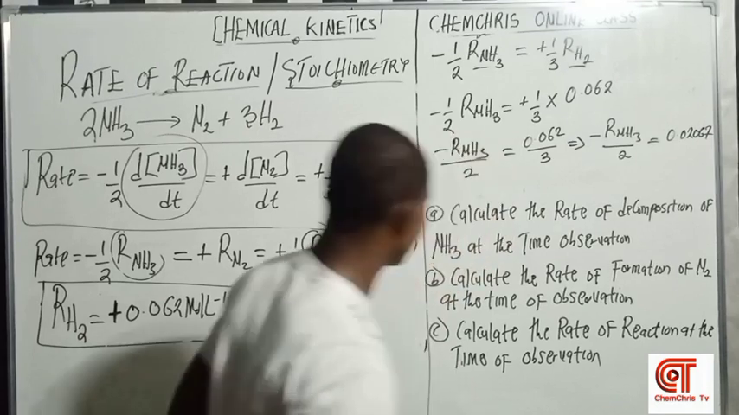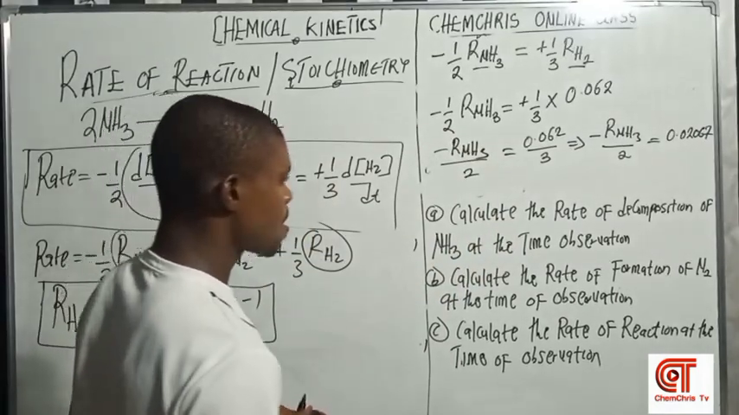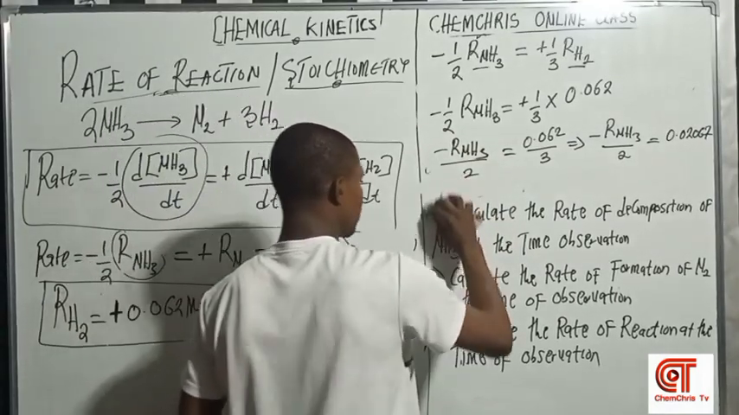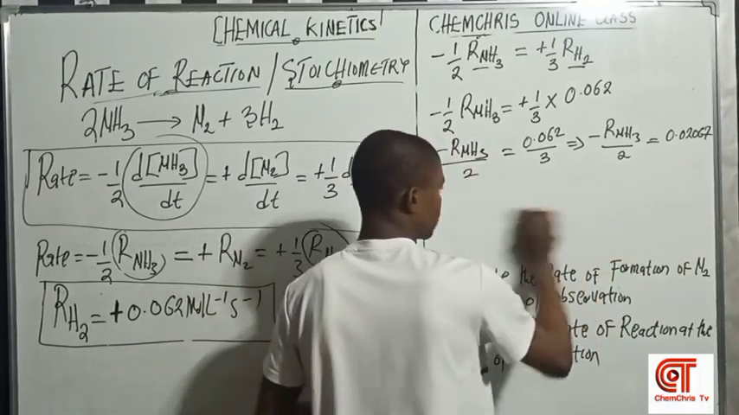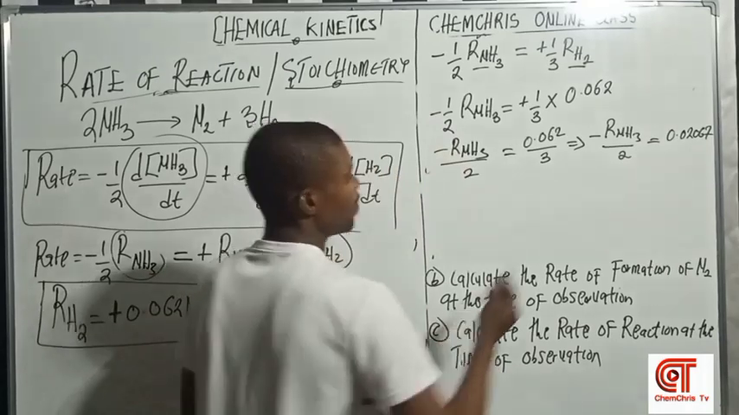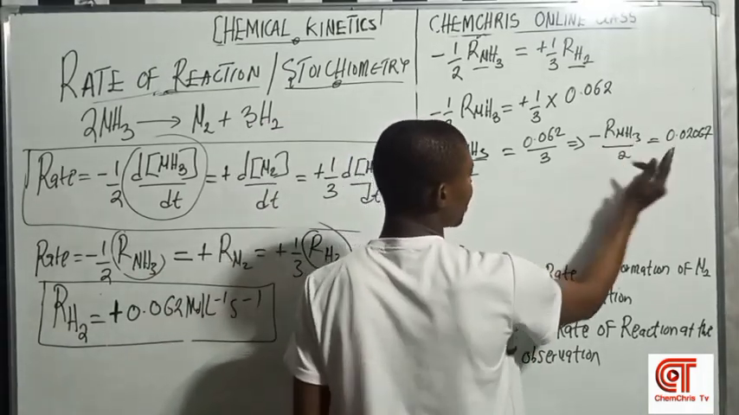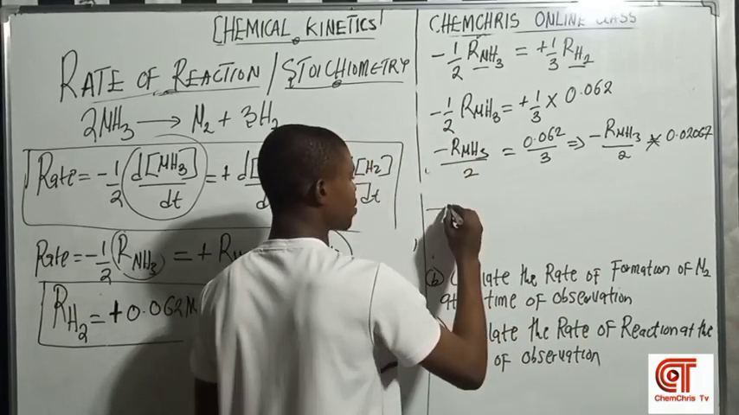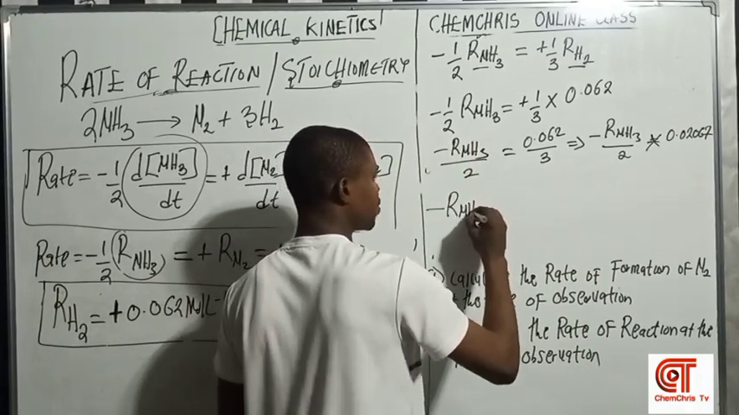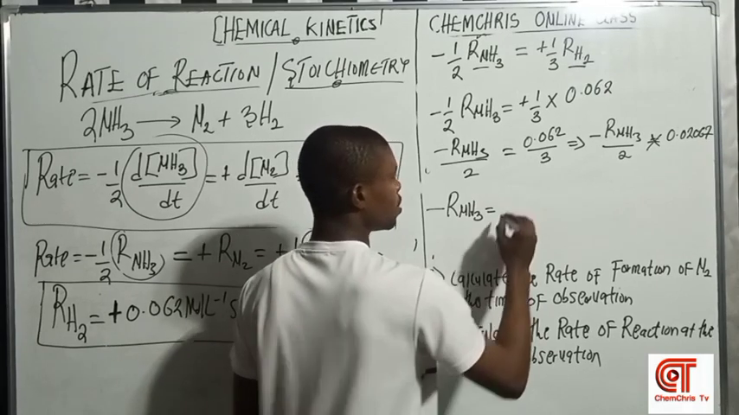So please, I want to write this one here because this is what we are calculating. Sorry, I have to write all these things. So now, if I make this the subject of the formula here, I'm going to cross multiply, right? If I cross multiply here, I have minus rate NH3 equals to what?